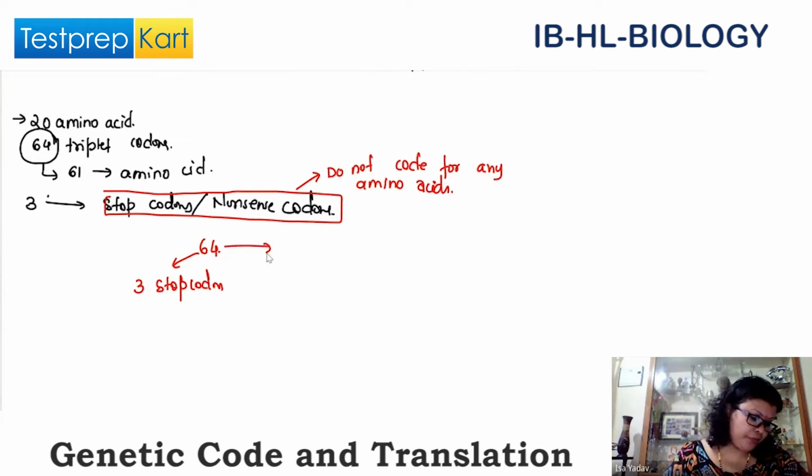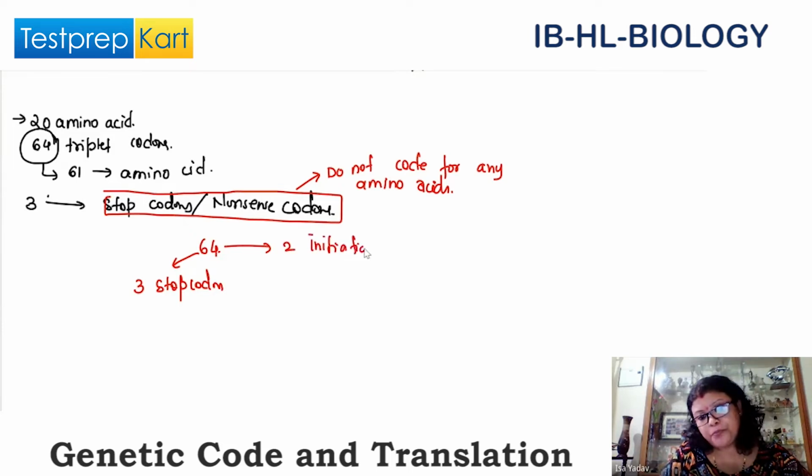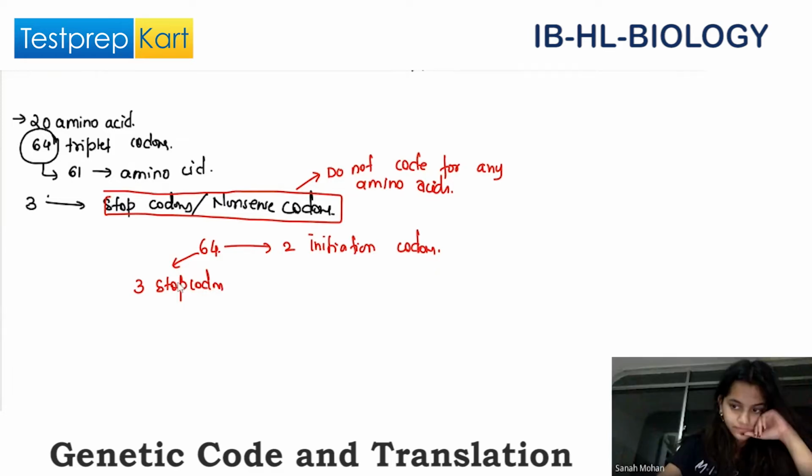And we have two initiation codons. Initiation codons mean these will initiate the process of protein synthesis. It will start the process of protein synthesis. Stop codon means it will stop the process of protein synthesis.